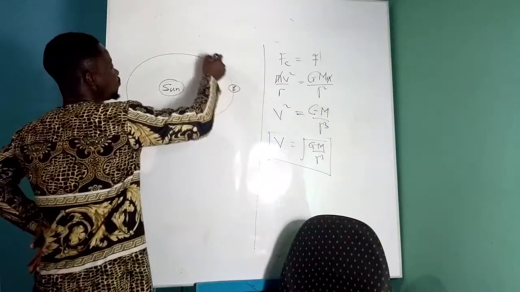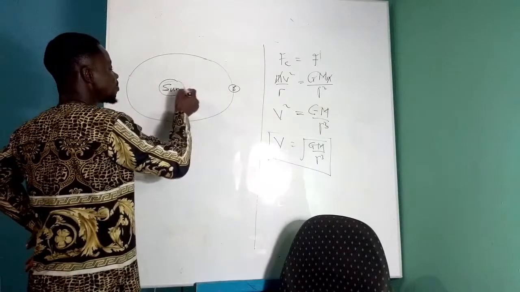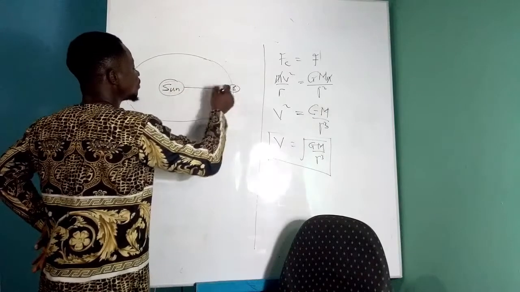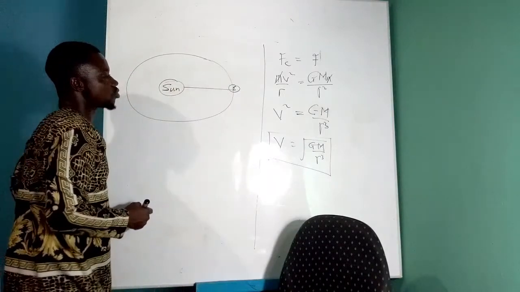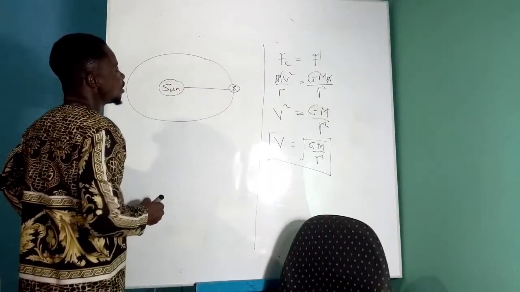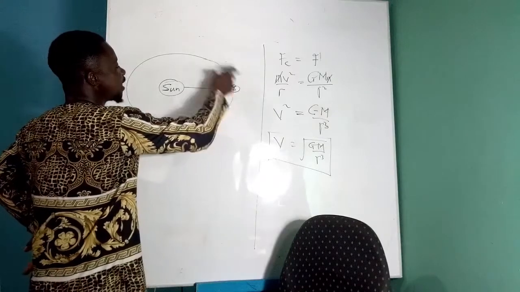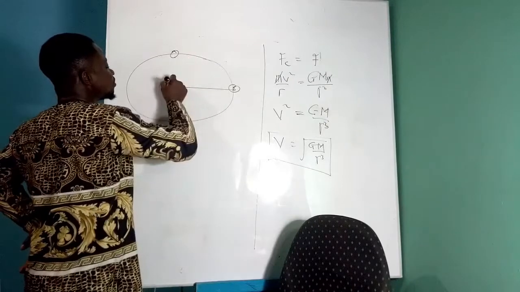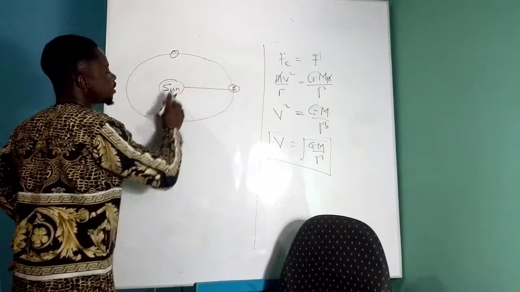So the Earth is moving around the sun. What Kepler is saying is that a straight line that joins a planet to the sun sweeps equal areas in equal times. Good. Now because the planets move on elliptical orbits, at one point the planet is closer to the sun, and at one point the planet is far away from the sun.